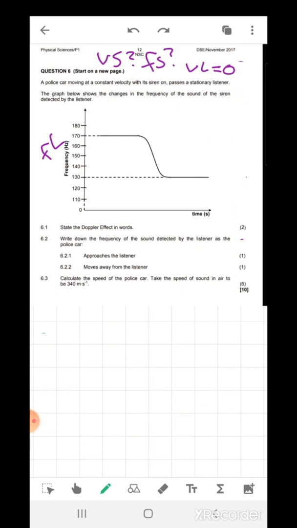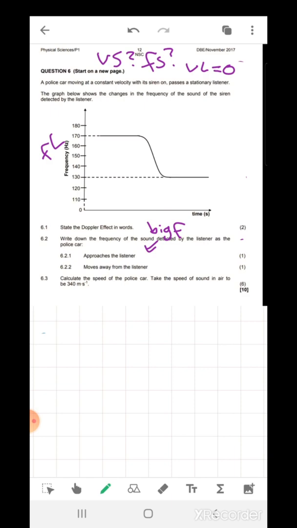Then they say write down the frequency of the sound detected by the listener as the police car approaches the listener. So remember that when the police car approaches, the listener is getting closer to the police car, even though the listener is not moving, because if your friend comes towards you, you are technically getting closer to your friend, right? So the listener is getting closer and closer to the sound source, which means we'd expect a bigger frequency. So here we're going to expect a bigger frequency.